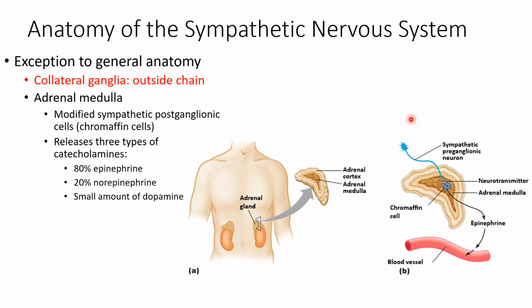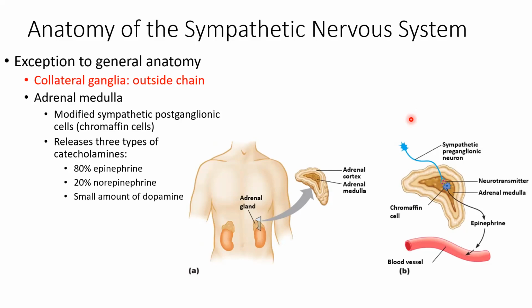So let's go over that here. They can synapse onto the sympathetic chain. They can synapse onto a ganglia that's not in the sympathetic chain, a collateral ganglia. And then they can synapse onto an adrenal medulla chromaffin cell, which is pretty much acting like a postganglionic neuron, okay? Now, when a preganglionic neuron synapses onto a chromaffin cell, there's a release of what we call catecholamines, which are really hormones that are released into the blood. There's mostly epinephrine, some norepinephrine, and an even smaller amount of dopamine that's released into the blood.